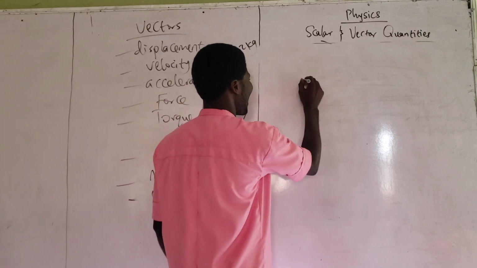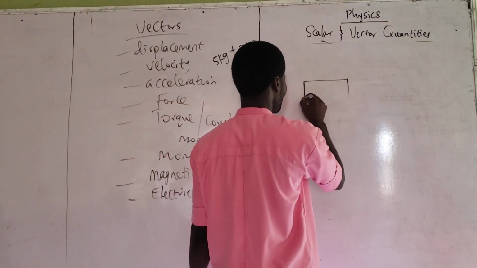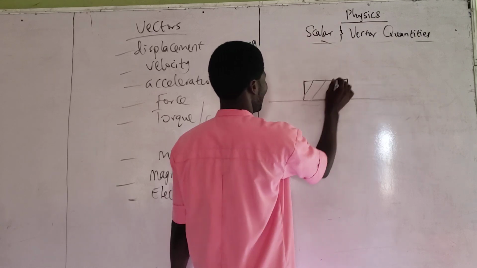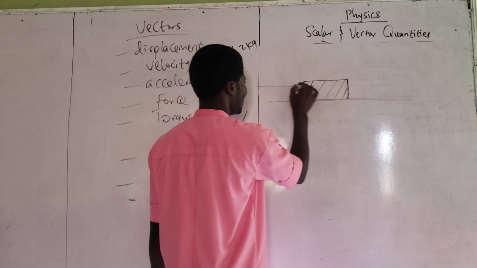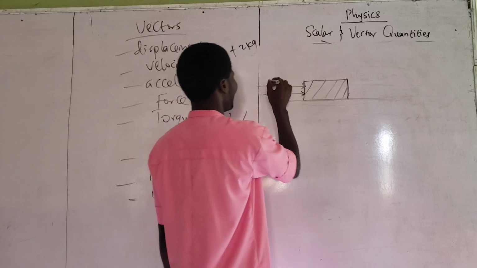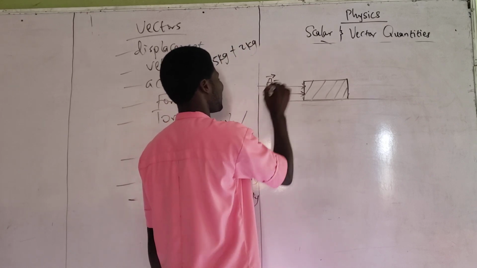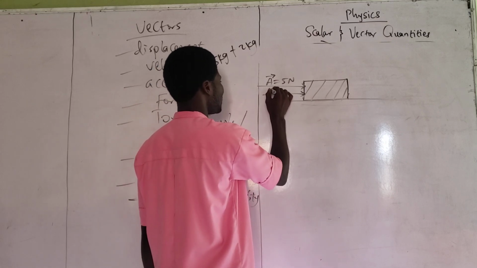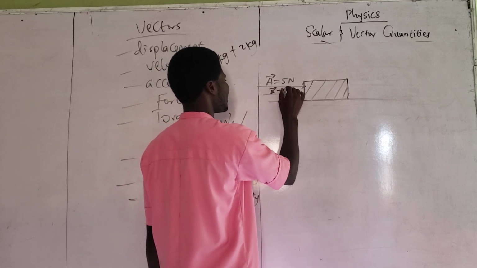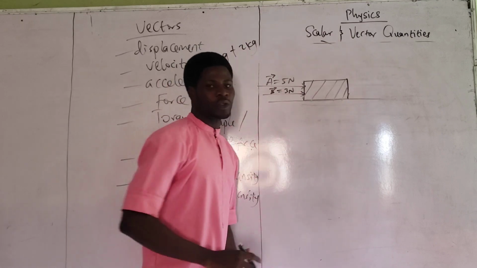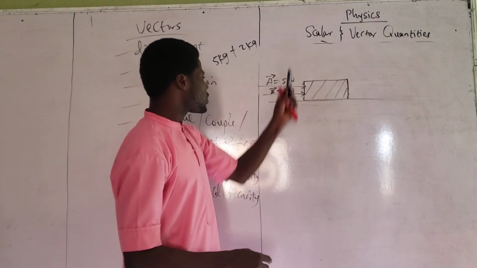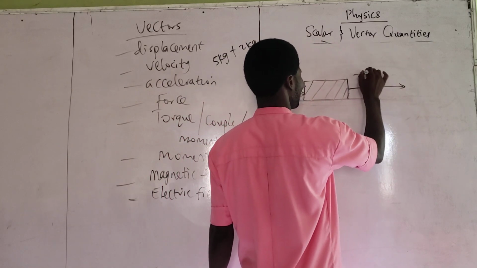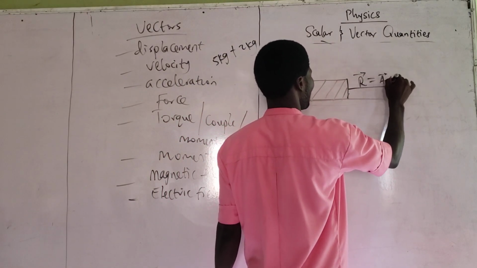For instance, let's say we have two people pushing a car or pushing a load. This is vector A. So the first person, let's say, applies 5 Newton force. The second person applies 3 Newton force, and they want to push a car. The total force acting on the car will be 8. So the resultant will be vector A plus vector B.